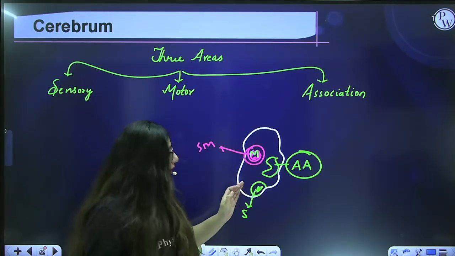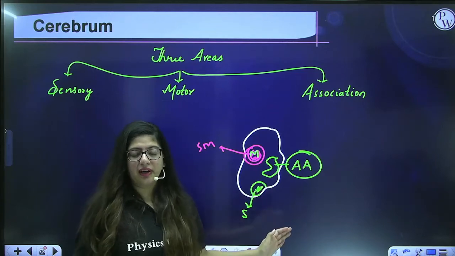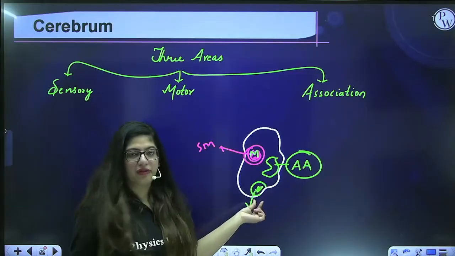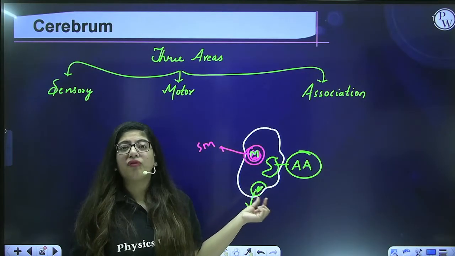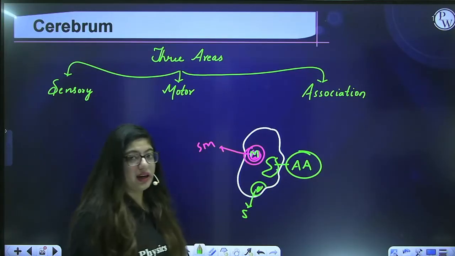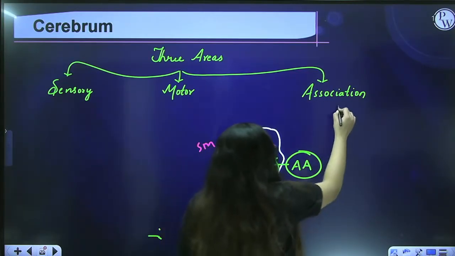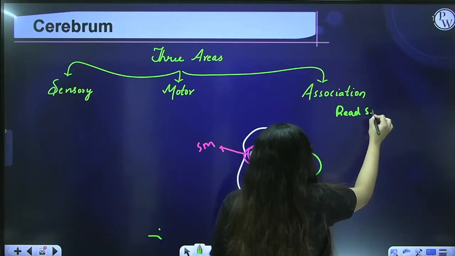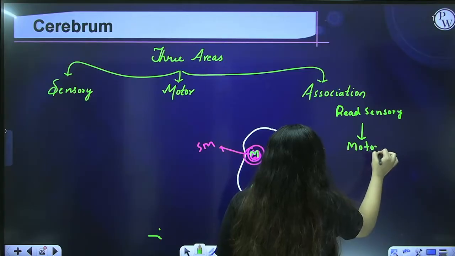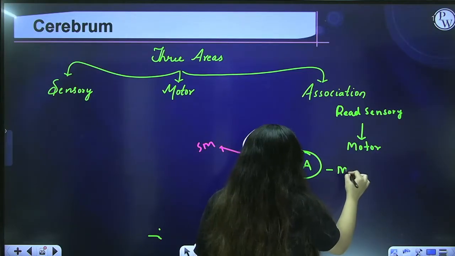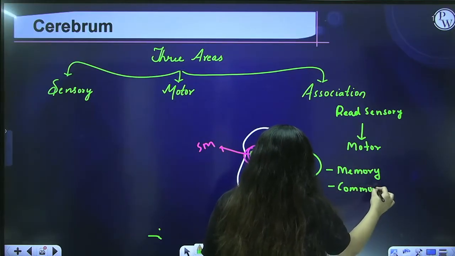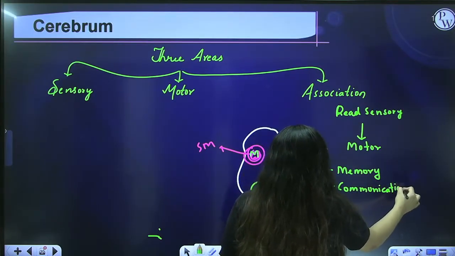For example, the sensory information is like someone called you, so you hear something. This is sensory information that went to the sensory area, and now you have to move towards that person. So now this information may go to the association area. The association area will read the sensory information and convert it into motor, and later on it will convert it into your memory, and it can also make it part of your communication. Right? So this is what the association area does.